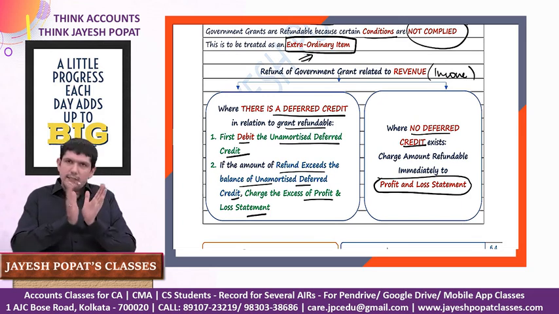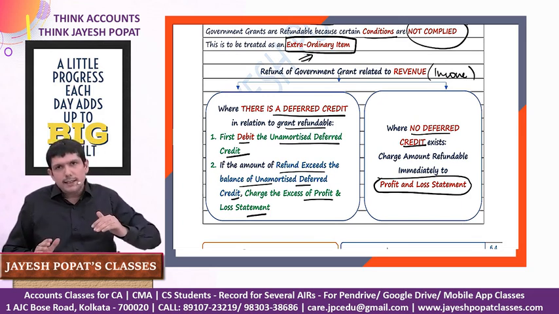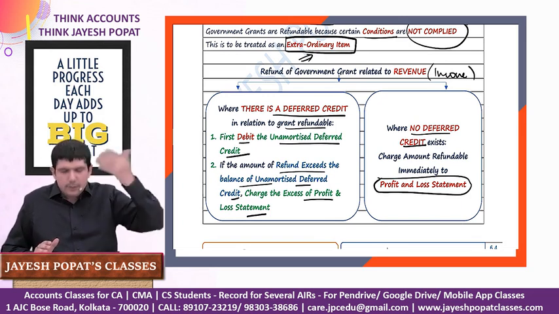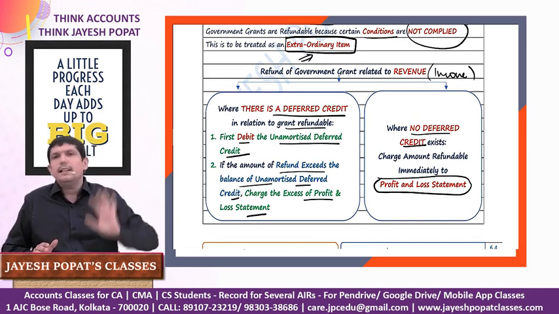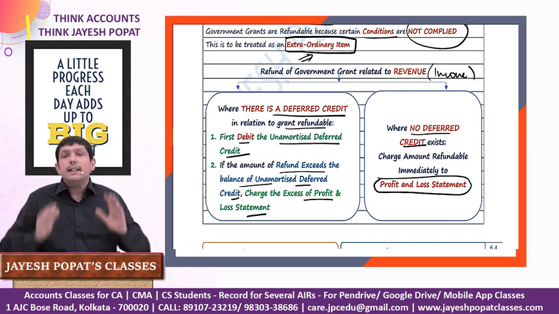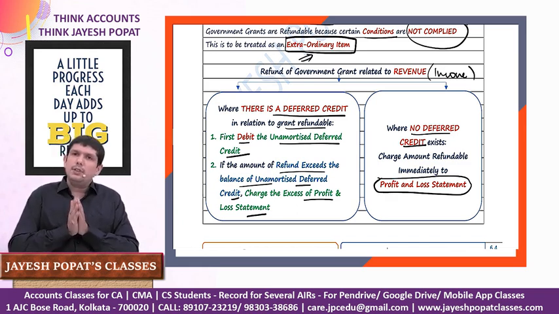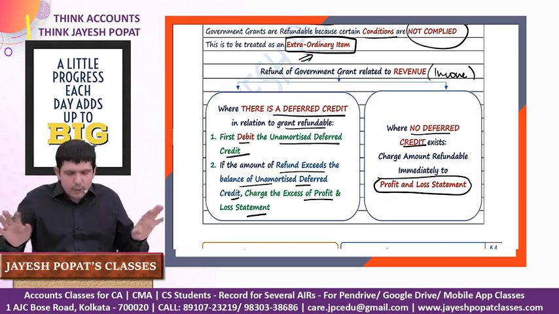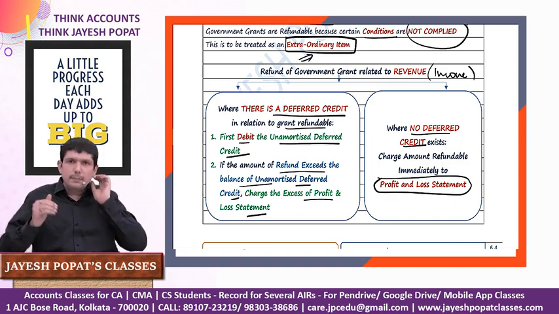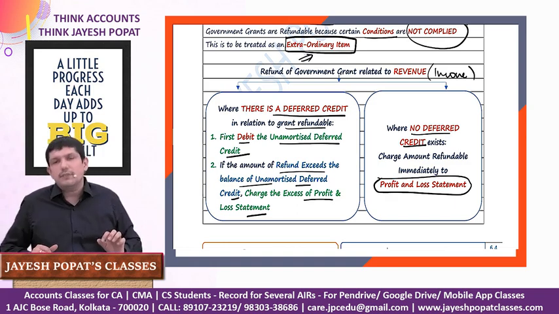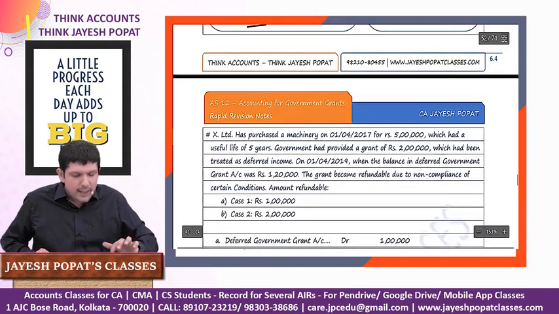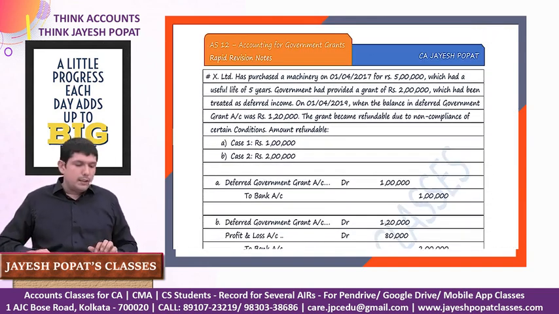So two scenarios: if there's a deferred credit, to the extent of the balance in the deferred credit, you reverse that credit, you will have to debit the deferred credit in relation to the government grant. If the refund is over and above the balance in the deferred government grant account, you need to debit the PL. And if there is no deferred credit in your books, very simple treatment, debit the refund of government grant to the statement of PL. Let us look at it with the help of an example, it will be clear.